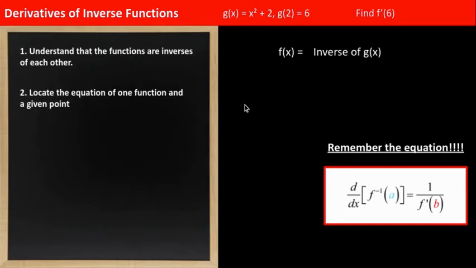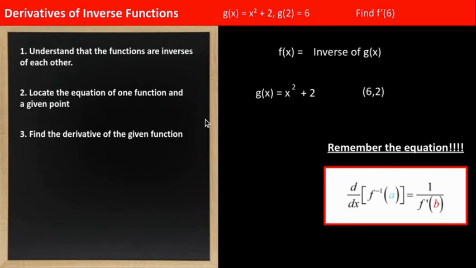First, locate the equation of one function and a given point. So we have g of x equals x squared plus 2, and our point is (2, 6), because g of 2 equals 6. Plugging in 2 will get you a 6. Next, find the derivative of the given function. g prime of x equals 2x. That's just simple power rule. I'm sure you guys know how to do that. The math in here isn't too hard. If you're clicking on this video, I'm sure you're having problems with the concept of it.